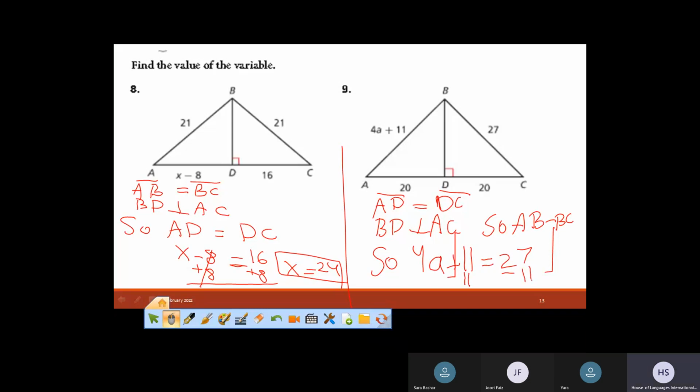So I'm continuing here. So 4A equals what? 16. Bravo. 4A is 16. So A equals, divide by 4. So A equals what? A equals 4. Bravo. Is it clear?